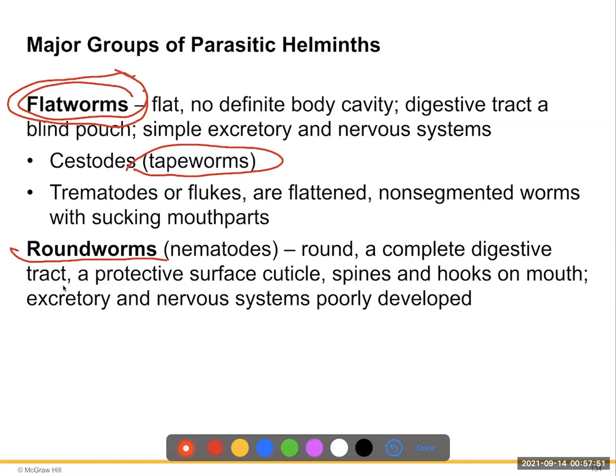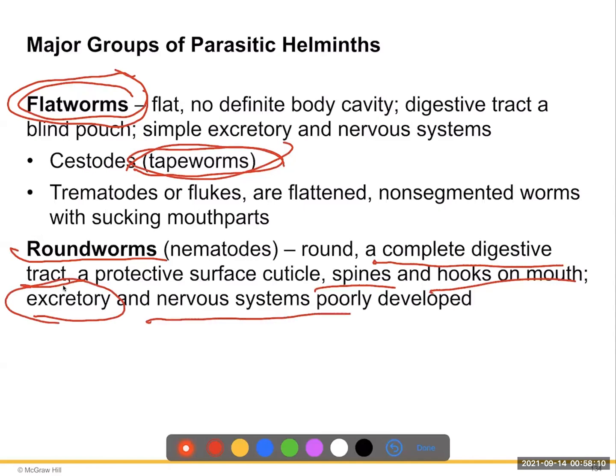All right, so your flatworms are your tapeworms, which do grow in the body. Roundworms, okay? These are round versus flat. They have a complete digestive tract. They have a lumen, a protective surface. They have spines and hooks on their mouths so they can anchor. They have an excretory system where they divide nutrients and excrete their waste materials, and they have a nervous system. It's not lungs and respiration and all that, but it's a nervous system that allows it to function and move and respond to its environment.